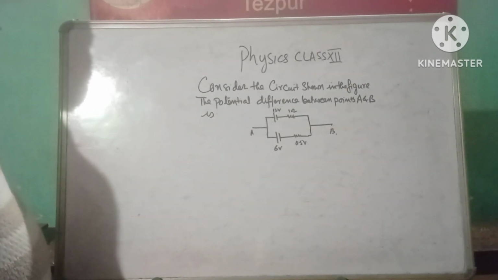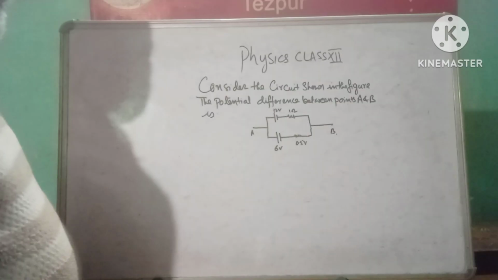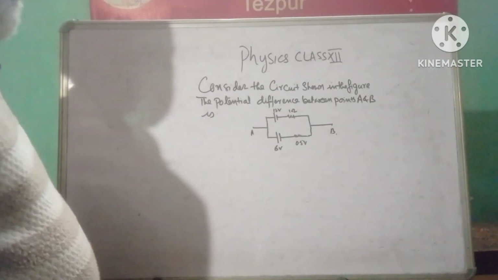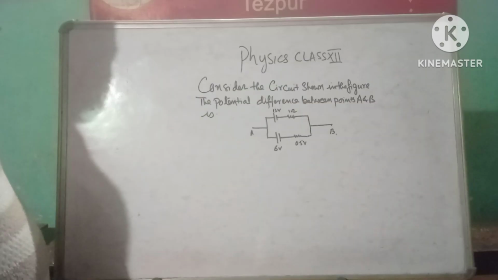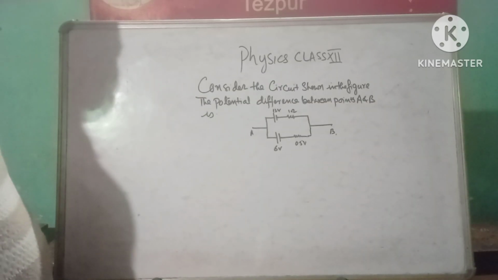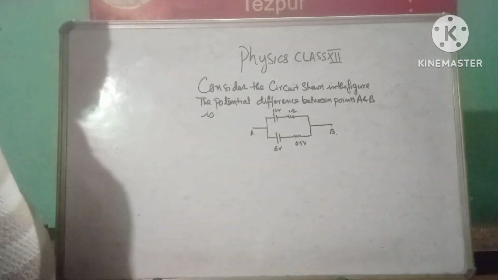And the next question is: consider the circuit shown in the figure. You have to find the potential difference between points A and B.